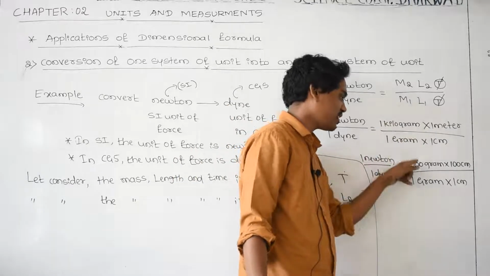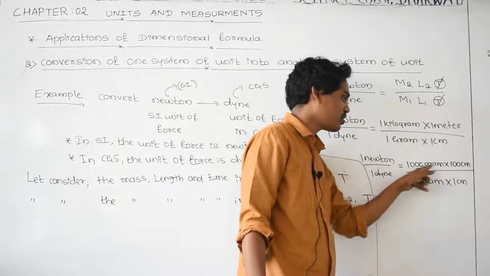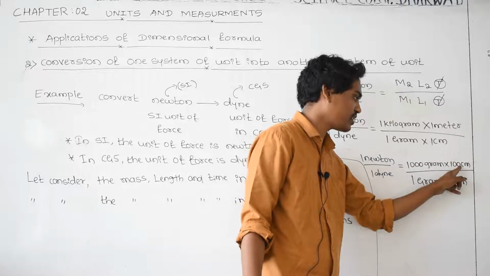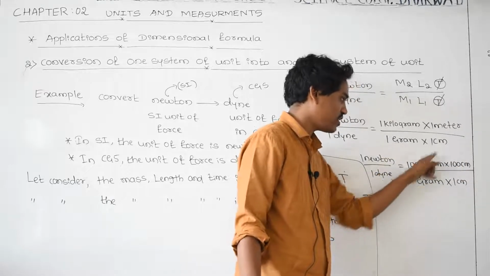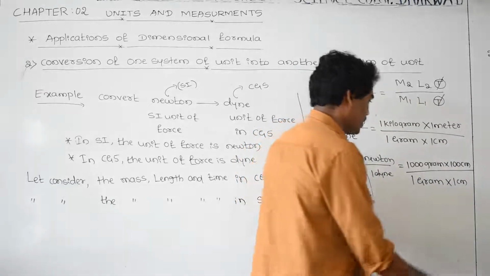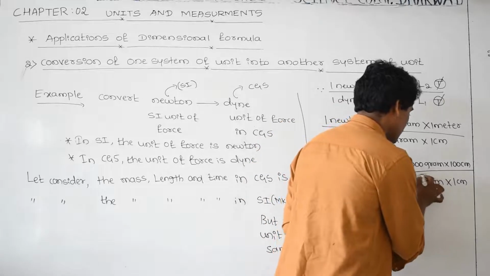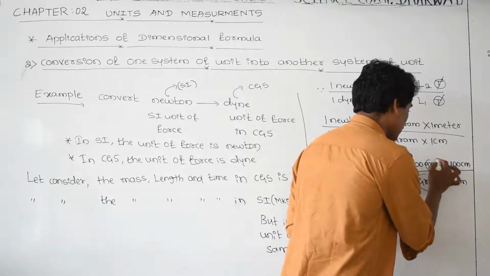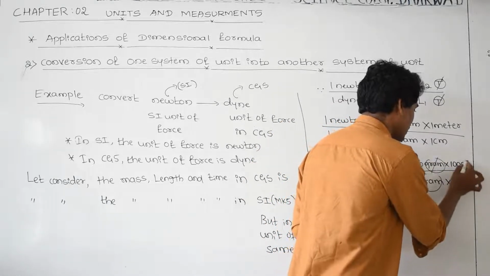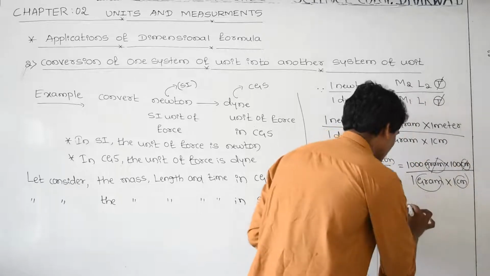Kilogram is converted in terms of grams. 1 kilogram is equal to 1000 grams. 1 meter is equal to 100 centimeters. 1 gram as it is, 1 centimeter as it is. And next, this gram and this gram get cancelled. Centimeter gets cancelled. And what is remaining?